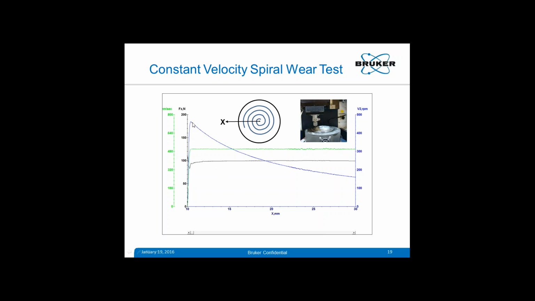Initially, you see the velocity in RPM was higher to maintain that 500 millimeter per second linear velocity. It maintains it all through, and as X increases and it goes outwards radially, the speed actually drops to maintain that constant velocity. This is another important feature which can be used for testing of materials for wear, mostly polymers or some other materials.